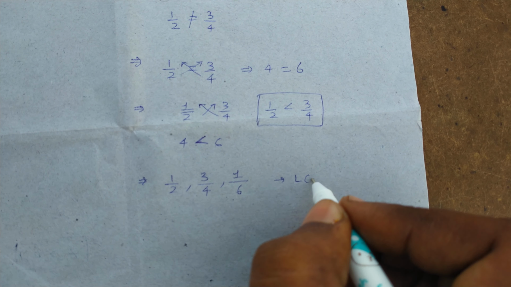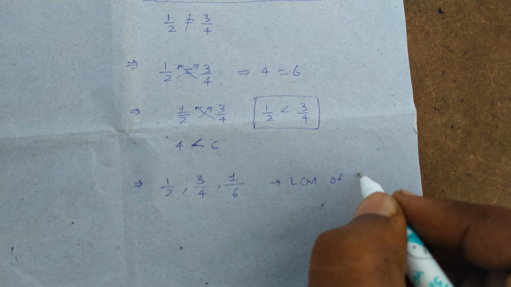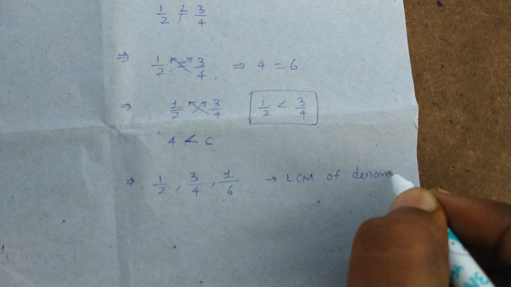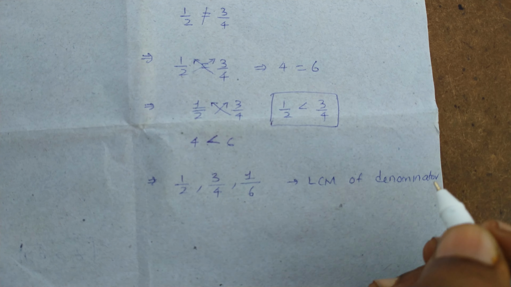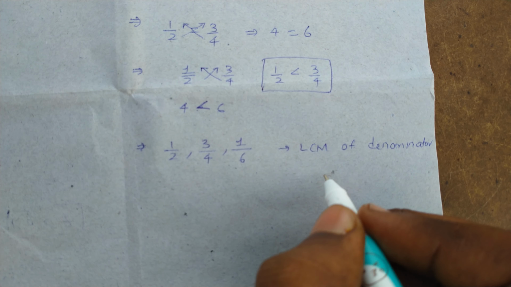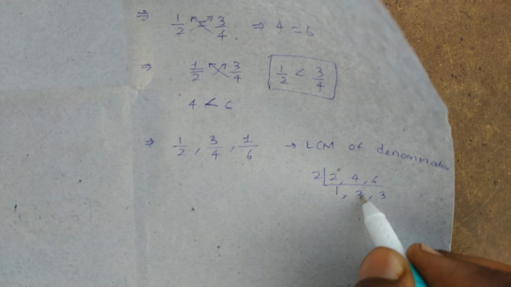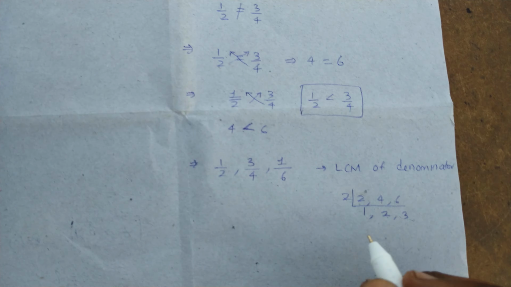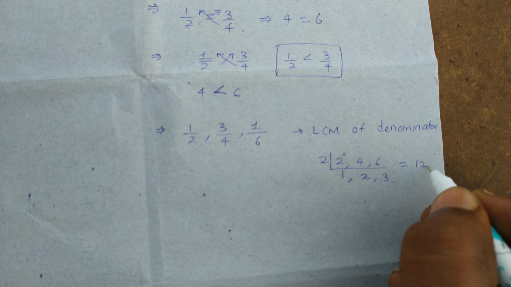If you want to compare, what do you have to do in this case? First you have to take the LCM of the denominators. What is the LCM of the denominators here? 2, 4, 6. What is the LCM? 2 ones are 2, 2 twos are 2, 2 threes are 6. So 2 into 2 is 4, 4 into 3 is 12. So you are getting 12 as the LCM.